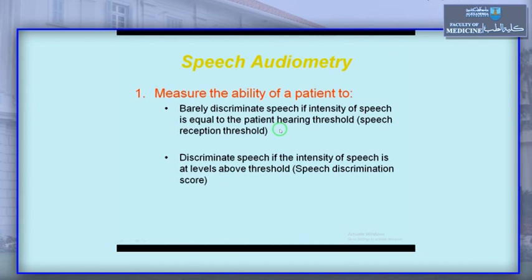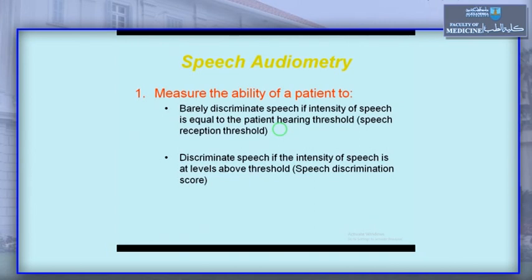I give him some speech materials at 60 decibel. If he can repeat it, I go to 50. Can repeat it, I go to 40, 30, 20. If he cannot repeat it at 20, I go up a little bit to 25. I verify that at 25 he can repeat 50% of the words, then that's his speech threshold.